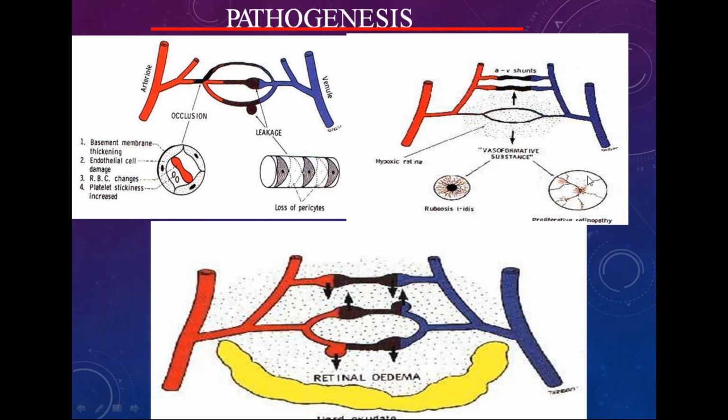Non-proliferative diabetic retinopathy and proliferative diabetic retinopathy. Non-proliferative is divided into mild, moderate, severe, and very severe. Proliferative is divided into NVD and NVE. That is the classification of diabetic retinopathy. PDR is neovascularization of the disc and neovascularization elsewhere. There is also the ETDRS classification of diabetic retinopathy, the Early Treatment Diabetic Retinopathy Study.